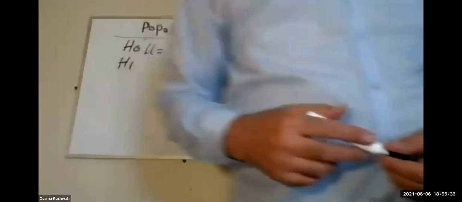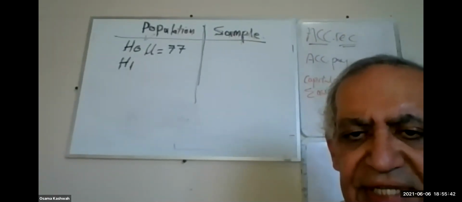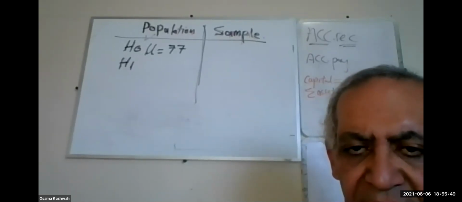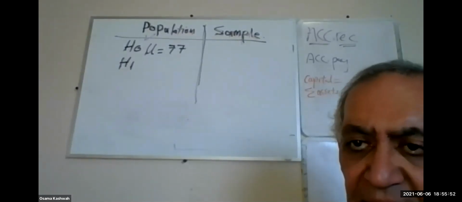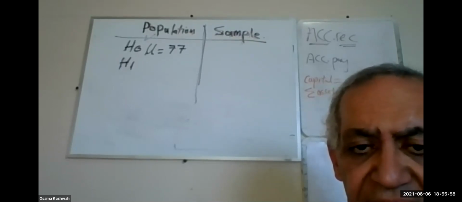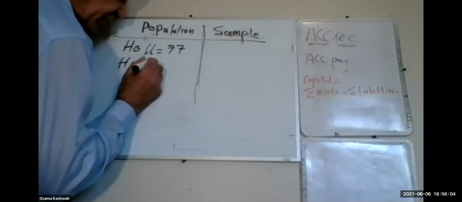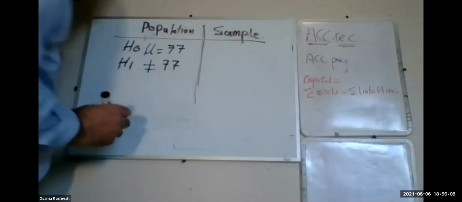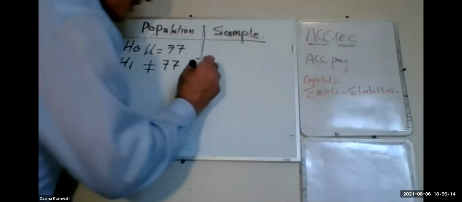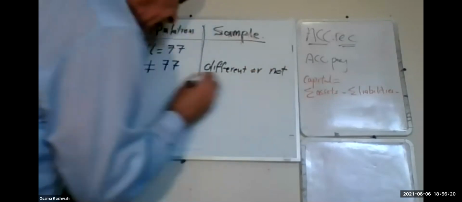And now he said a guy came to check if this is right or wrong. He took a sample from the people, and he wanted to check whether it is different or not. Because he said it differs or it doesn't differ, that's why we put it like this, unequal.